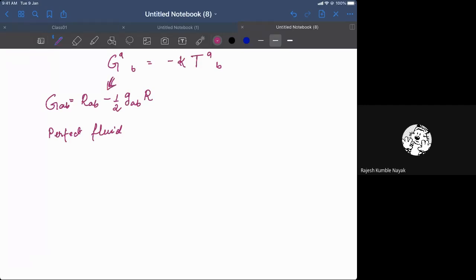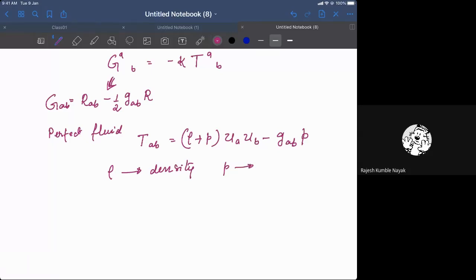Okay, so the perfect fluid energy momentum tensor is given by T_AB equal to (rho plus P) into U_A U_B minus G_AB into P, where rho is the density and P is the pressure of the fluid. U_A is the four-velocity.